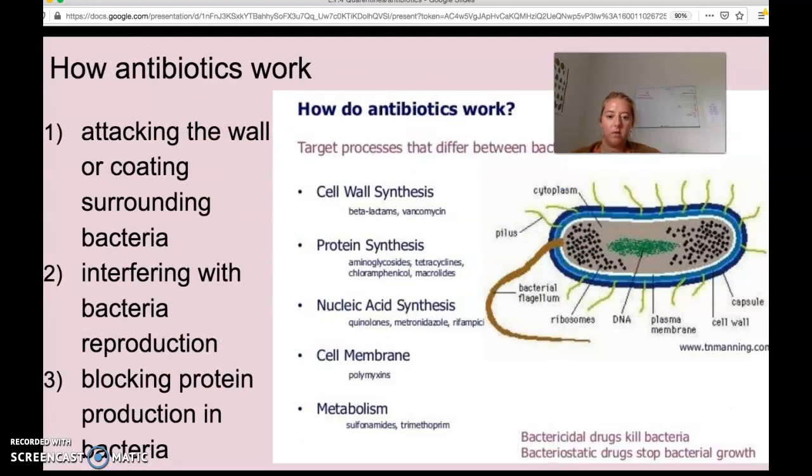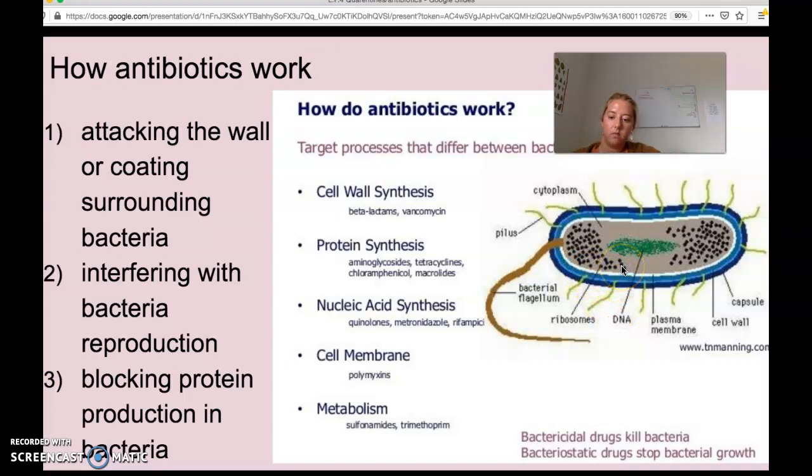Here's how they work, though. You're going to write this down in your notes. They first attack the cell wall or the coating surrounding the bacteria. Then they interfere with the bacteria's reproduction. Then they block protein production in bacteria. Okay? So they go in, they break down the cell wall right here, this blue line.